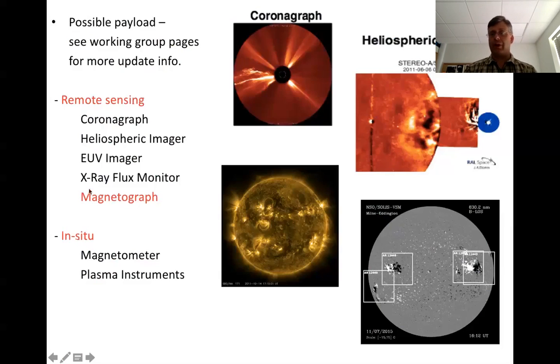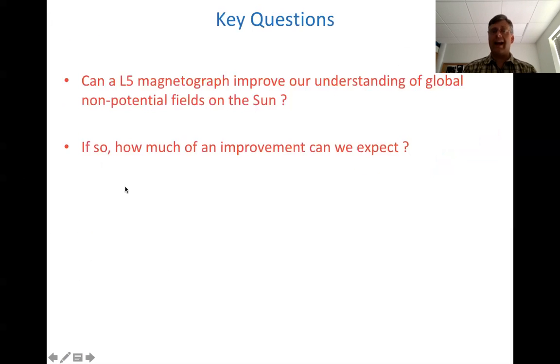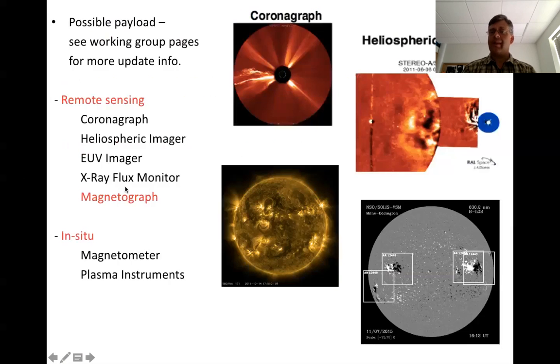But the thing that I'm most interested in is having a magnetograph placed at the L5 point. So if we consider the bottom right-hand image, we just see an NSO Solis magnetograph image where white represents positive magnetic fields and black represents negative magnetic fields.